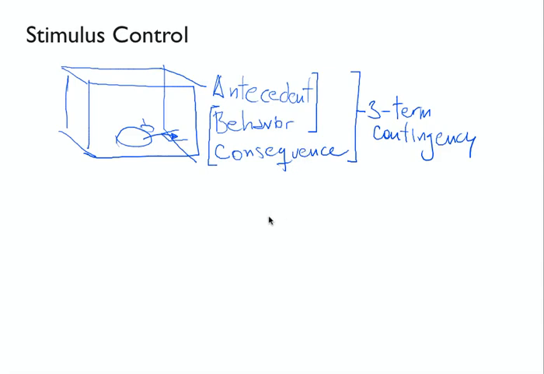And as we've mentioned before, one way of thinking about this antecedent and this consequence in operant conditioning is in terms of a CS and a US in Pavlovian conditioning. That's because this kind of Pavlovian relationship between these two stimuli, the antecedent and the consequence, is embedded within operant conditioning.